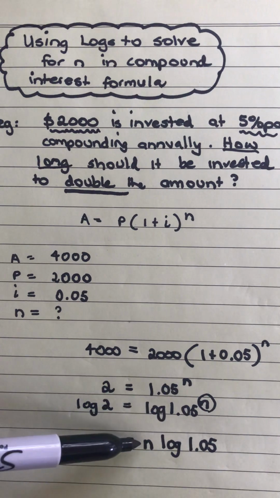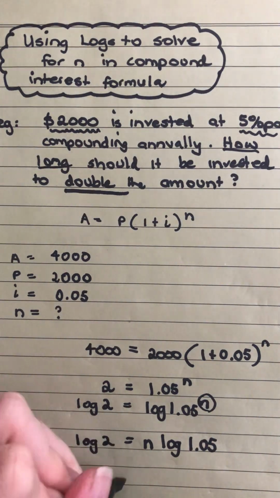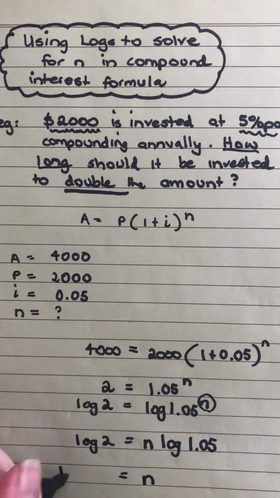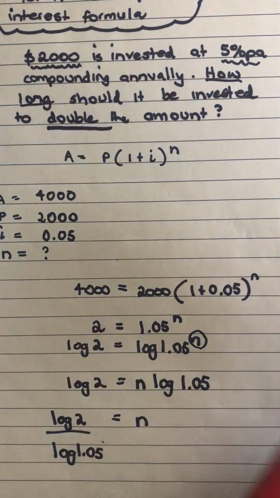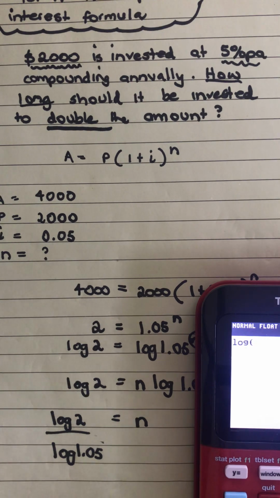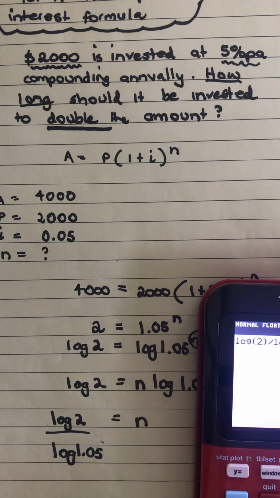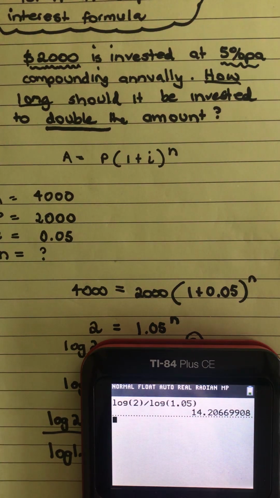So we can bring that n down the front. Once we've got it at the front, that's when we can now divide and get the n on its own. Log 2 over log 1.05. So we grab our calculator. We're going to write log 2, put my bracket, divided by log 1.05, end bracket, press enter, and we get 14.2.